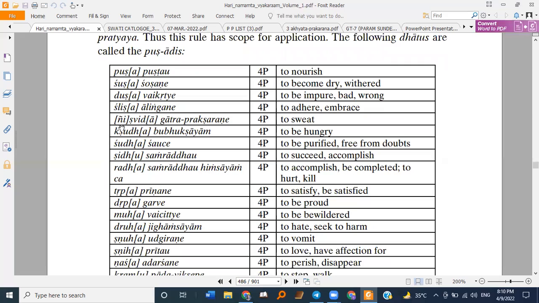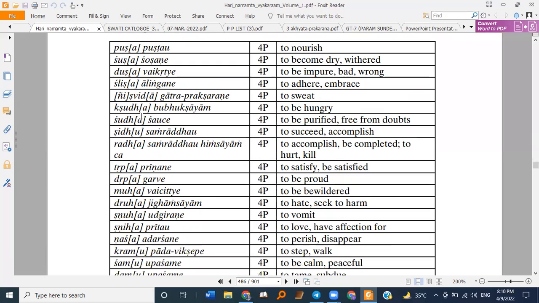And Nishvida, Gatra Praksharane. Swed, we say Swed. Sweda is sweat, sweating. Swedaja, those entities born of the sweat. That's one way of taking birth. Kshudha, Bubhukshayam. So Kshudha, we say hunger.